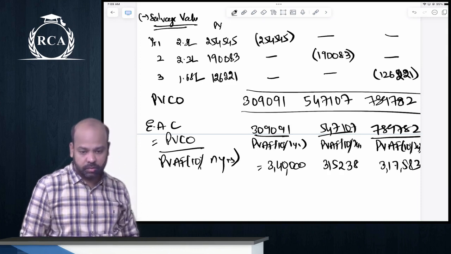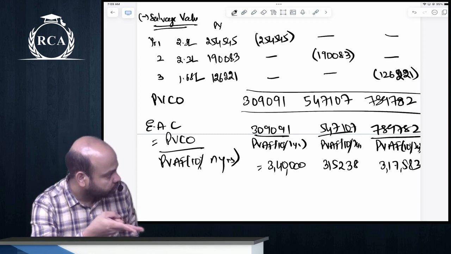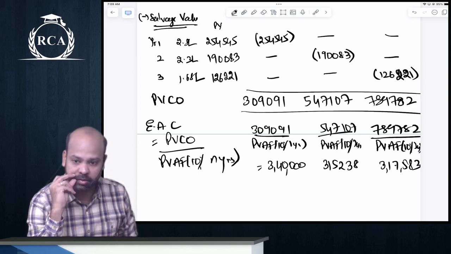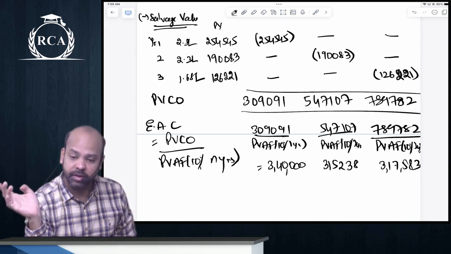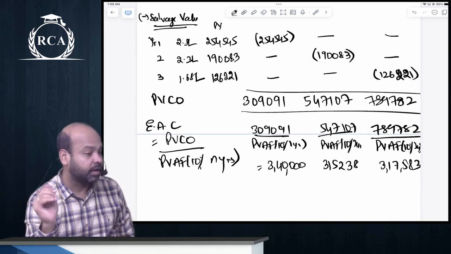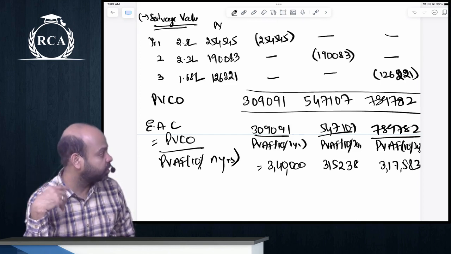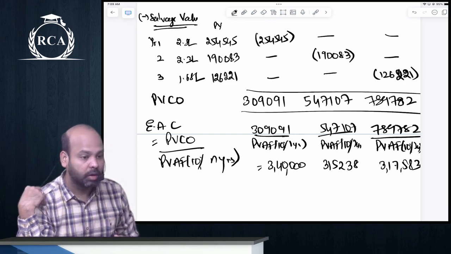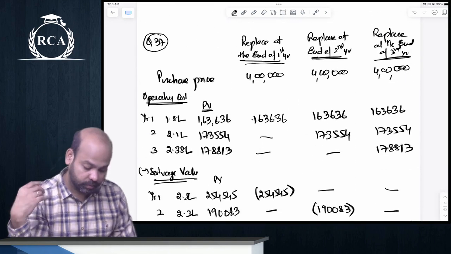Which is the most viable option? The second one looks lower to me. So every 2 years you will keep replacing the asset. Buy, sell the asset at the end of second year. Keep doing that because that will result in the most advantageous amount. All right, guys. Any doubt in this? Copy, guys.